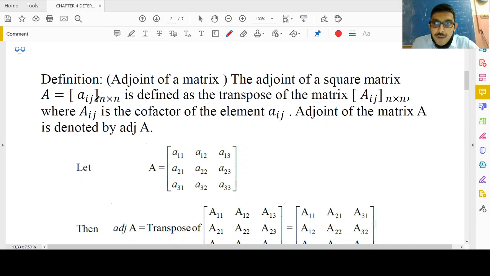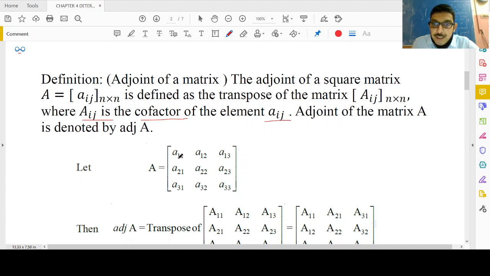Since A is of order n, its transpose is also a square matrix of order n. Now what is Aij? Capital Aij is the cofactor of the particular element aij. So you have to find the cofactor of each of the elements aij. After finding the cofactors, write them as a matrix, then take the transpose of the cofactor matrix. That will be the adjoint of a matrix.